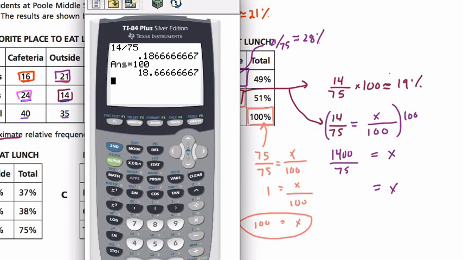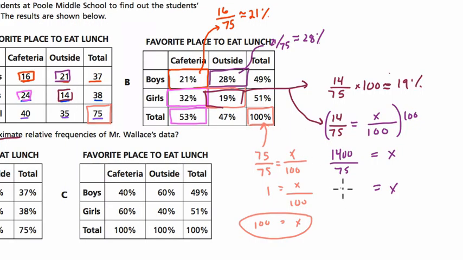So we take 1400, and we divide it by 75. And there you can see it's the same. It's 18 2/3, or about 19%. So 19% of the total population are girls that prefer to go outside.